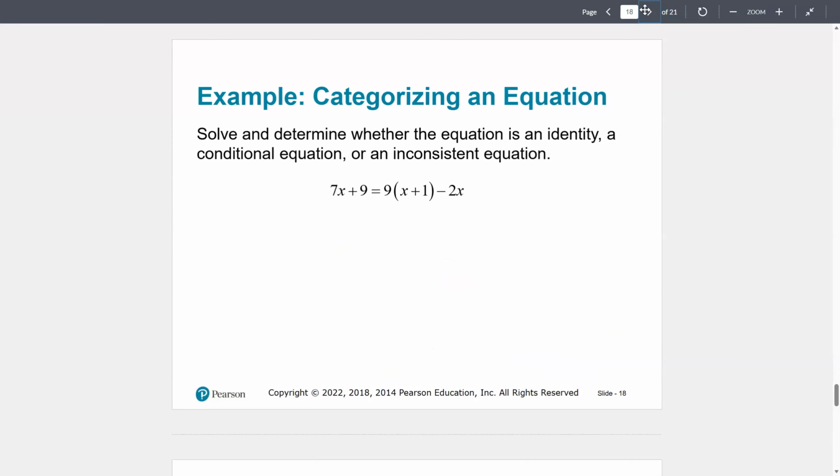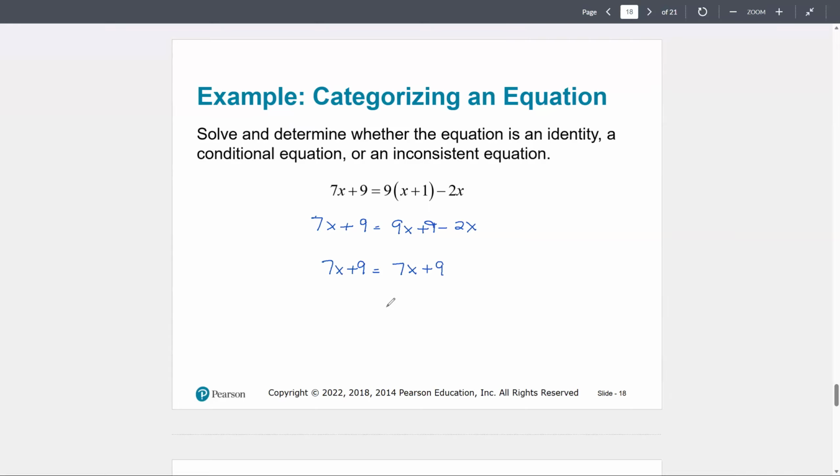Now, we'll see what happens here with a little different equation. So we have this 7x plus 9, and on the other side, if we distribute, we end up with a 9x plus 1 minus 2x. Oops, so distribute that 9, so it'd be 9x plus 9 minus 2x. So if I simplify, I have 7x plus 9 equals 7x plus 9.